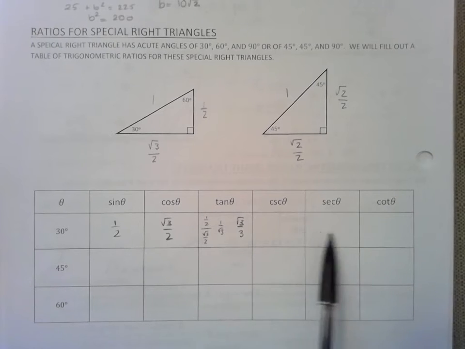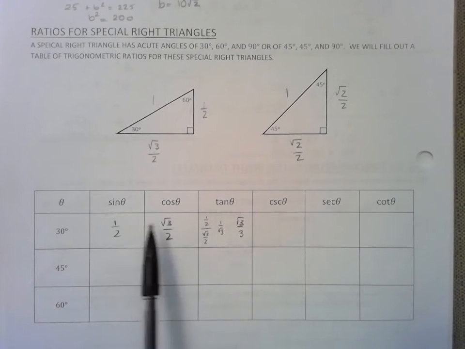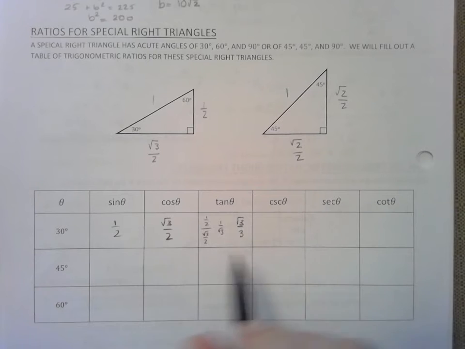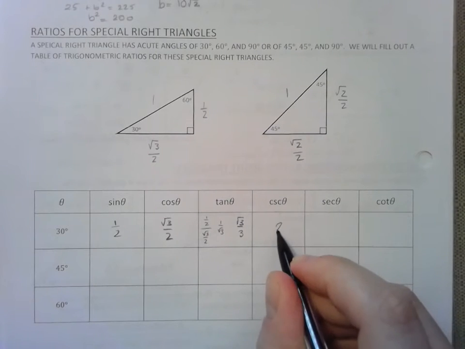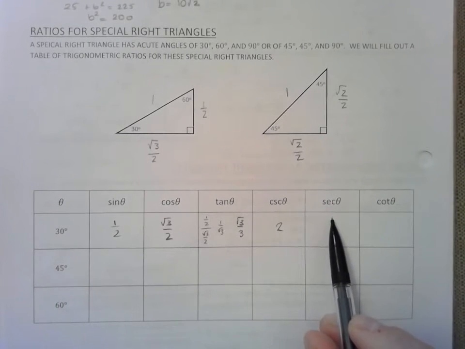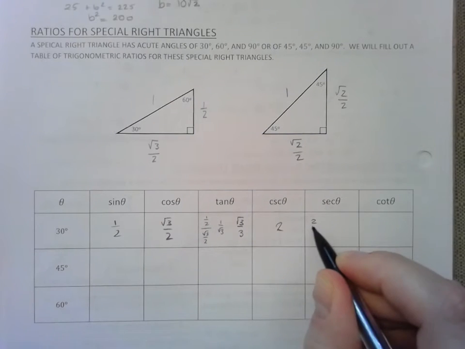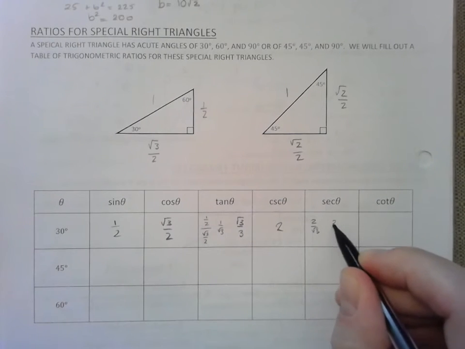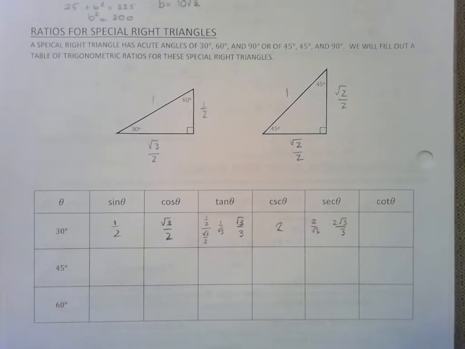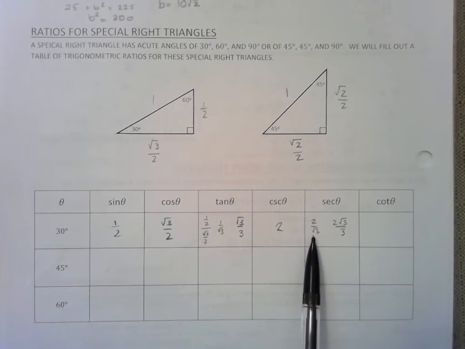How do you fill out these three boxes? Well, they are the reciprocals of these three ratios. What is the reciprocal of 1/2? What is the reciprocal of the cosine, the secant? 2/√3 is rationalized as 2√3 divided by 3. I much prefer this answer to that answer because this one is not simplified with a rationalized denominator.